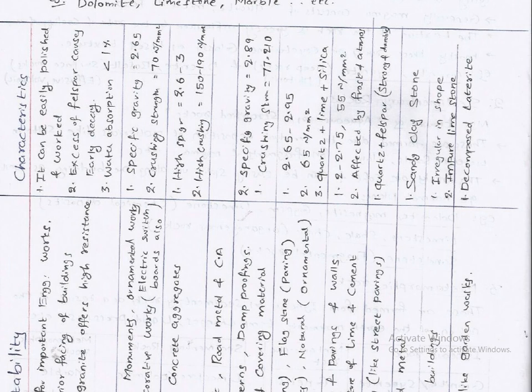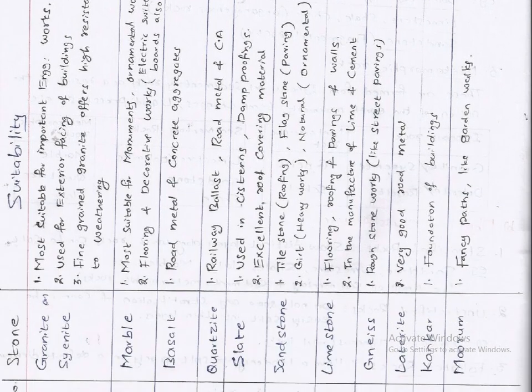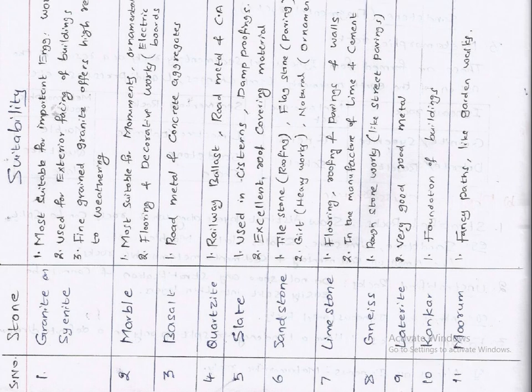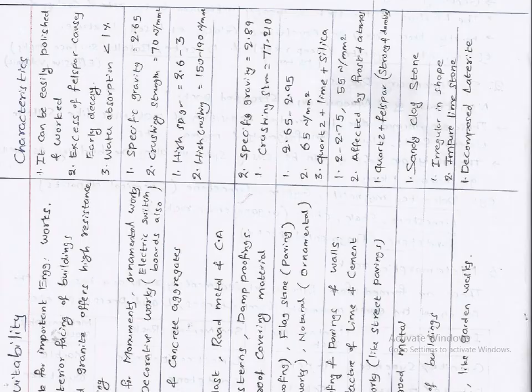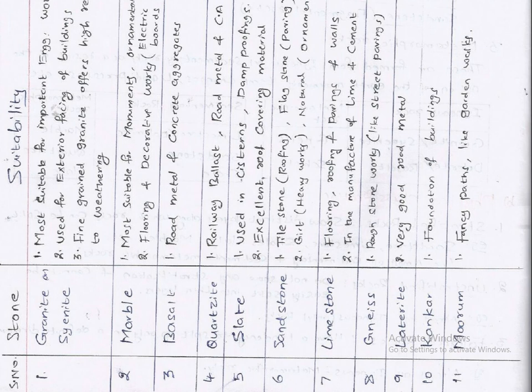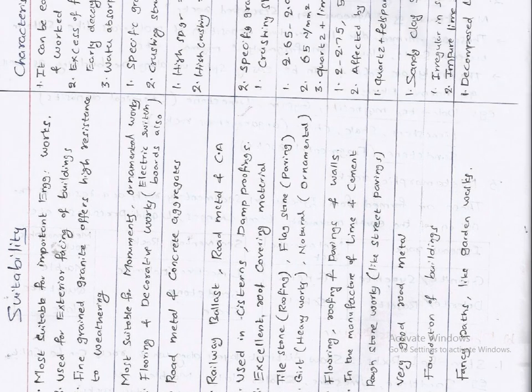Now comes kankar: used for foundations of buildings, irregular in shape, impure limestone. Morum: used for fancy paths like garden walks, decomposed laterite.